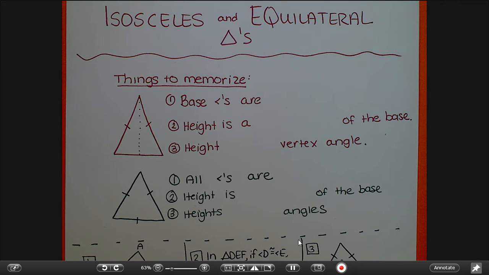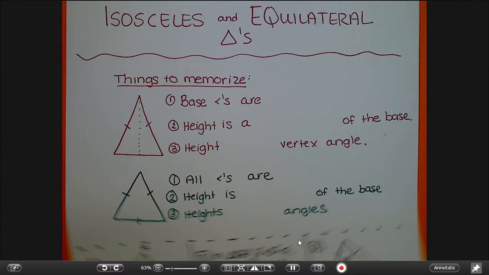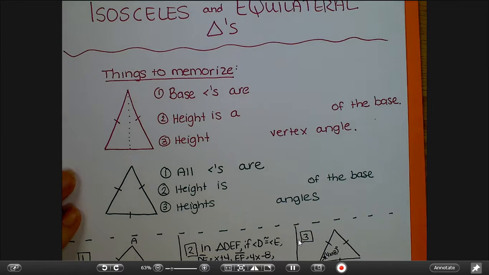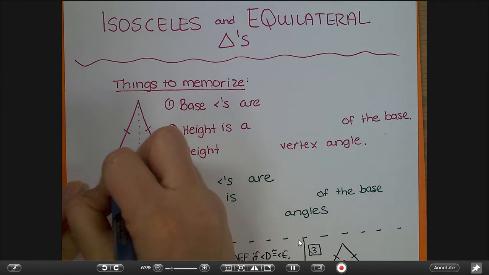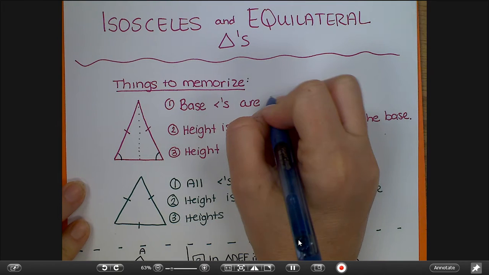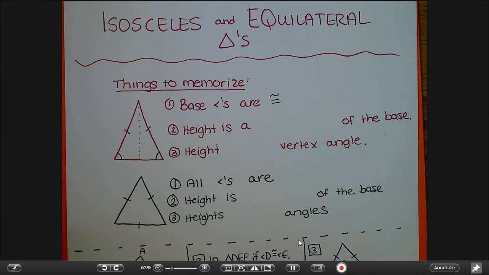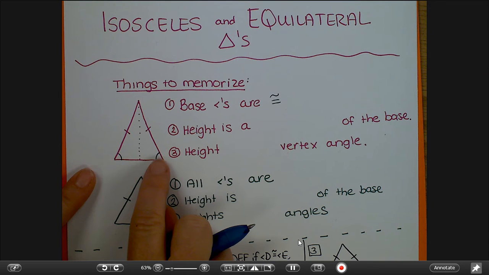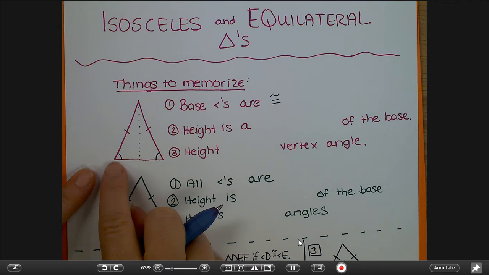So see where it says things to memorize. You actually need to know these and be able to apply them and look for them within different shapes. So the first thing, and these are all the things we kind of talked about in class, base angles, which is the only one we didn't talk about. These are the base angles, and they are congruent. Remember, congruent means exactly the same. So if this is 20 degrees, that's 20 degrees. If this is 50, that's 50.